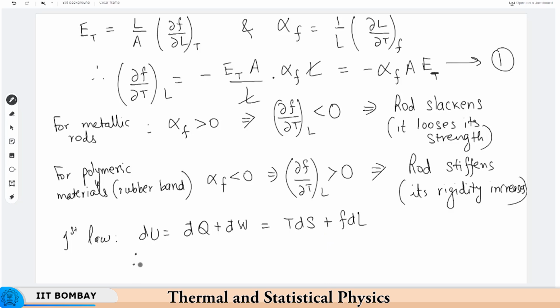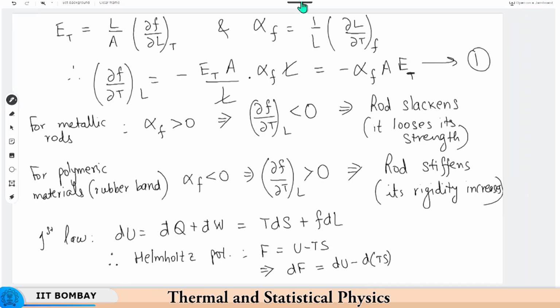So, now let us do the Legendre transform and define the Helmholtz potential, right. So, the Helmholtz potential in this case is F, which is essentially U minus TS, right. It is the same Legendre transformation, and if you take the differential of this, it is dU minus d of TS, right. And I will go to the next page. So, I will basically substitute dU from here.